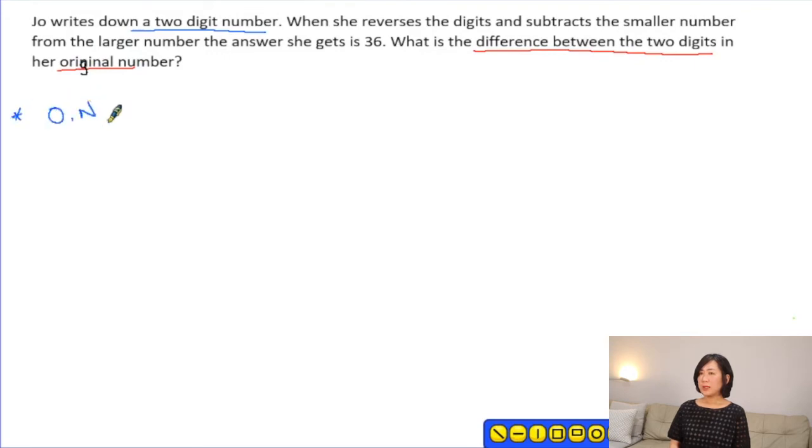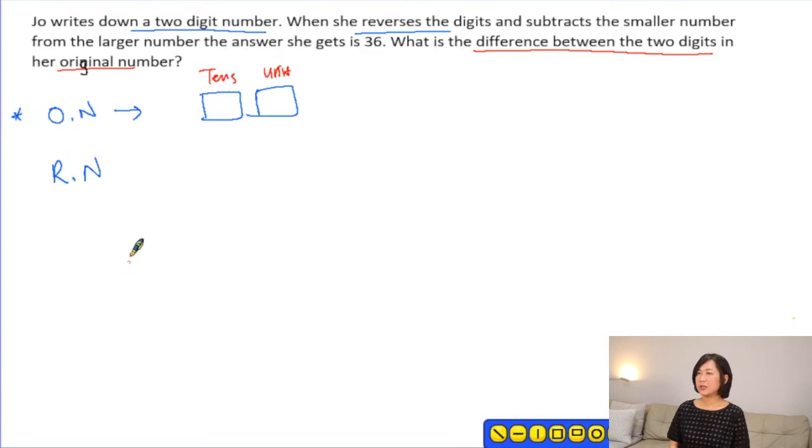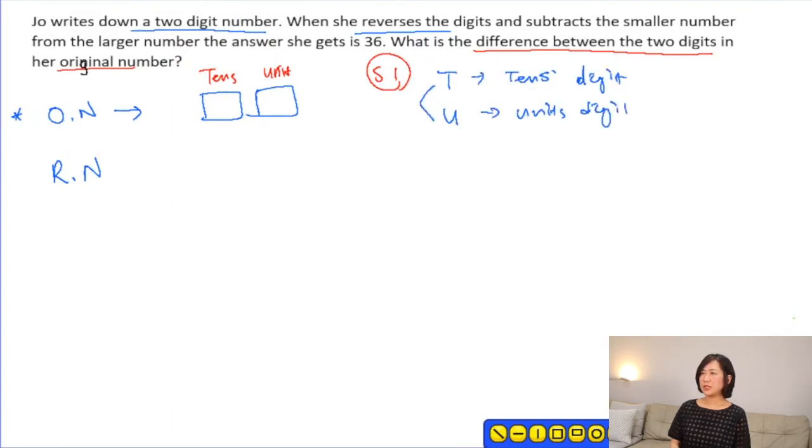Then since it's a 2-digit number, let's draw our place value. So 2 boxes. Then first box is a unit, and the second box is the tens. Now let's do step 1. We need to decide our variables. And in this question, I'm going to put T and U. And T is the tens digit. And I'm going to put U as a unit digit.